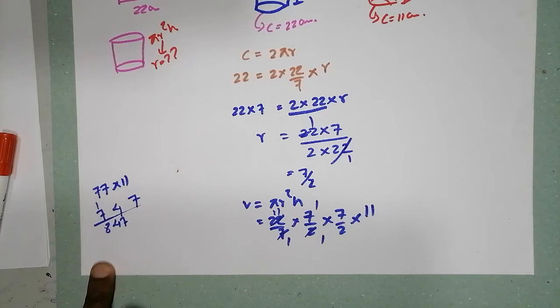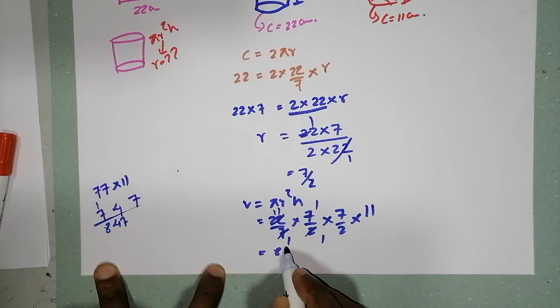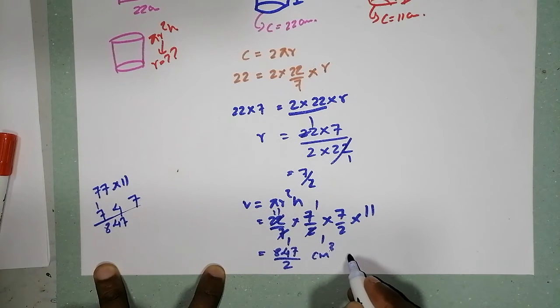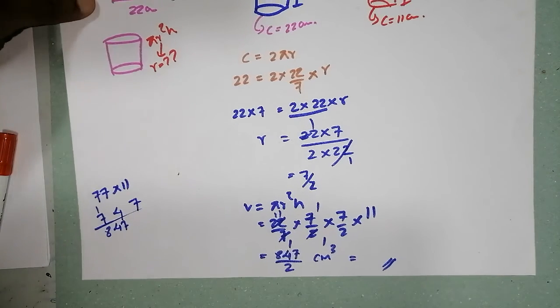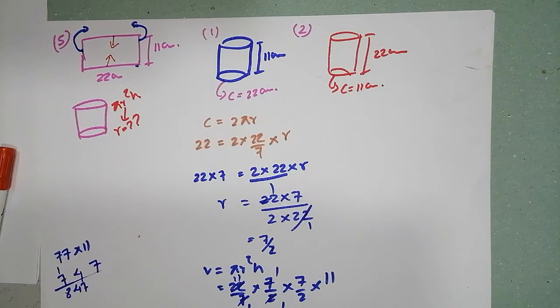You can multiply it out, but I'll do it with the alternative method. So it is 847 over 2 centimeter cube. You can also give it as a decimal value. Right, we'll go for the second cylinder.